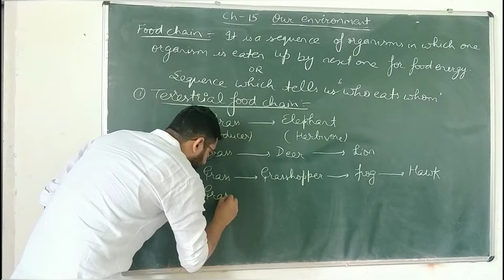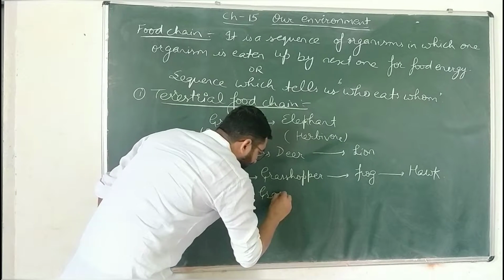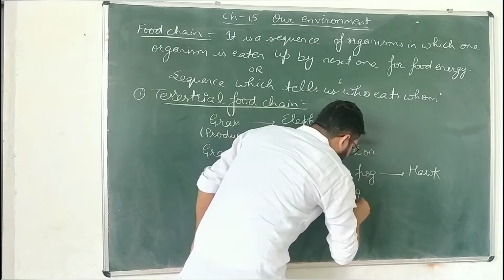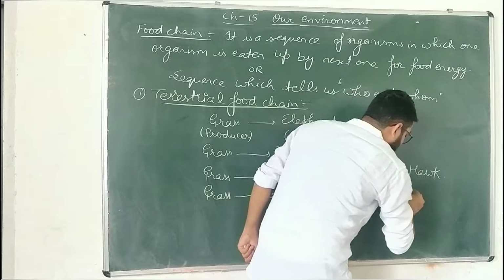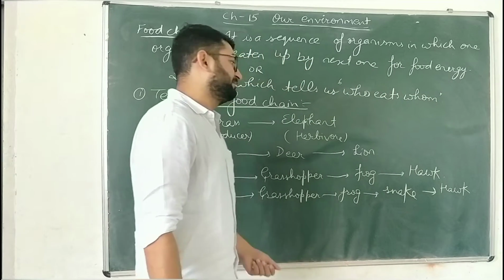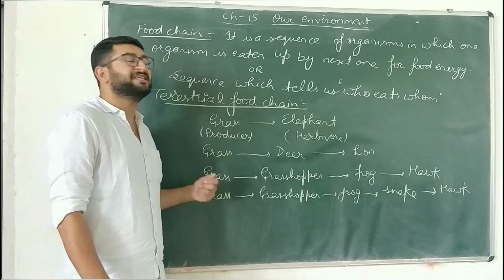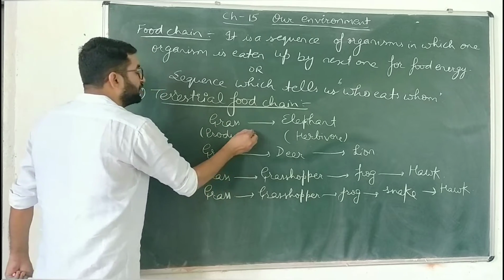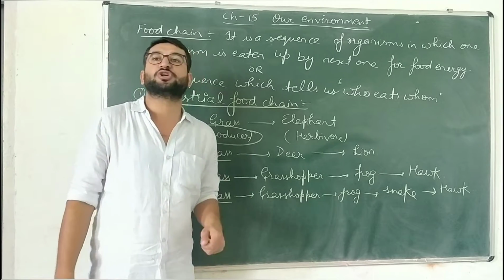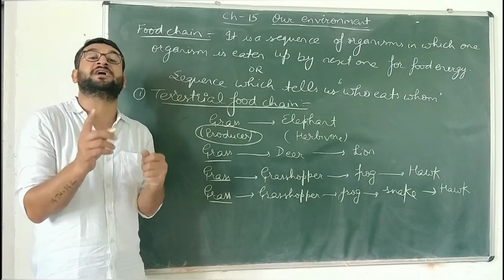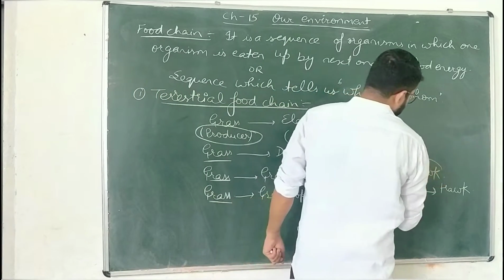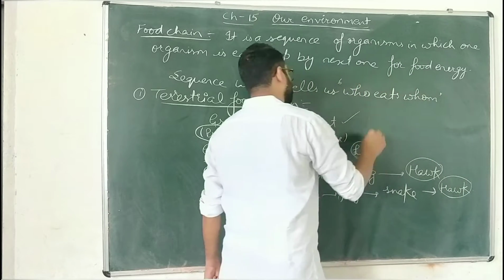Next, grass is eaten up by grasshopper. Grasshopper is eaten by frog. This frog is eaten by snake, and then snake is followed up by hawk or eagle or peacock. One thing is common among these all food chains, that producer will start a food chain always. The plants, the producers will be the first point of a food chain. Whereas at the last, top carnivore exists, except this one.